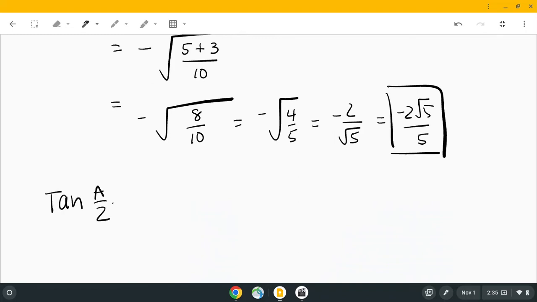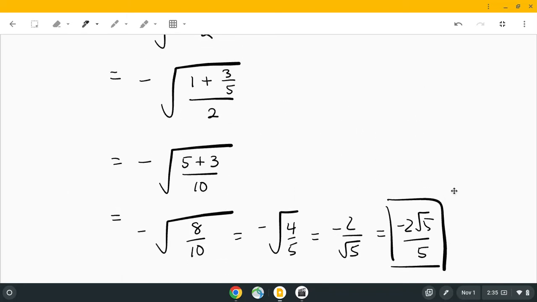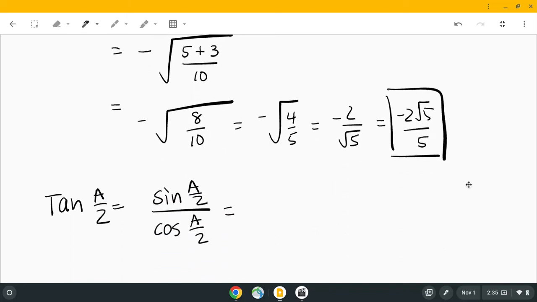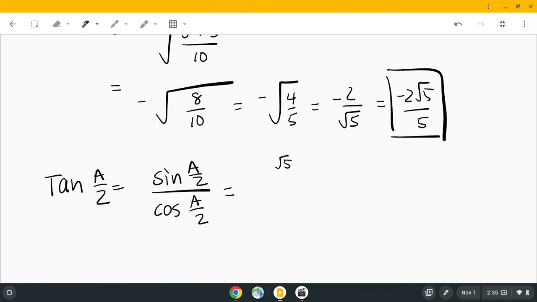And then tangent A over 2 is just sine of A over 2 over cosine A over 2. And so that's just going to be, what did we get up here? Square root 5 over 5 for sine, and then negative 2 square root 5 over 5 for cosine. Simplify that, the 5's cancel out. So I get square root 5 over negative 2 square root 5. These guys cancel, so I end up with negative 1/2.